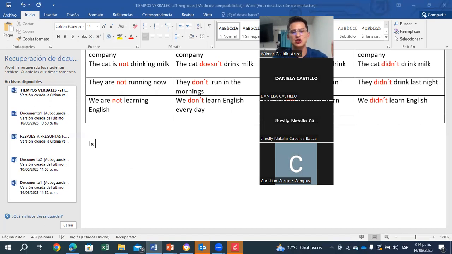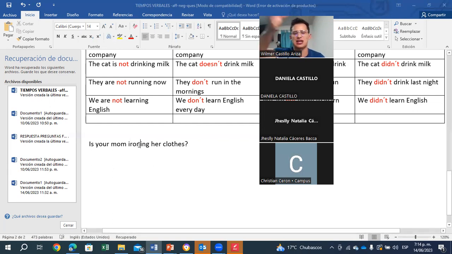Remember that it's is because we are talking about third person. Como estamos hablando de tercera persona, es is, no? So look at this. Is your mom, is your mother, I'm sorry, yes. Is your mother ironing the clothes? Ironing, for example, la ropa. In this case, iron. Remember Iron Man.